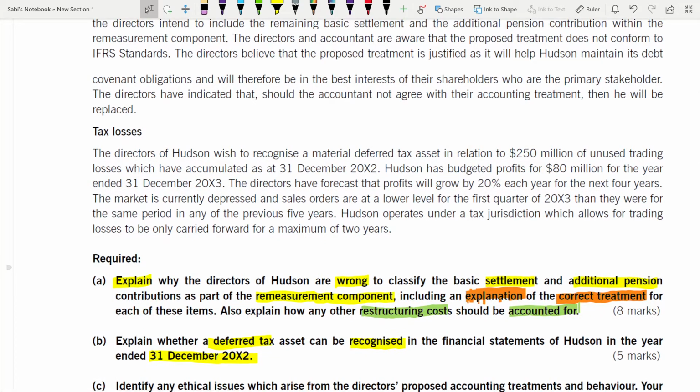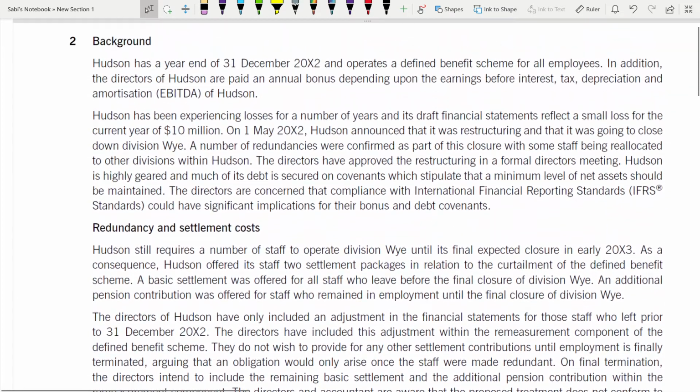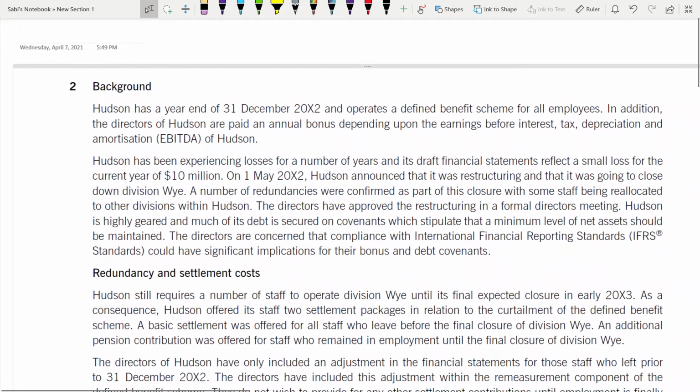Now let us read the case study. So background, always start with the background. Hudson has a year end of 31st December 2010 and operates a defined benefit scheme for all employees. In addition, the directors of Hudson are paid an annual bonus depending upon the earnings before interest, tax, depreciation, amortization, that is EBITDA of Hudson. Hudson has been experiencing a loss for a number of years and its draft financial statements reflect a small loss for the current year of 10 million.